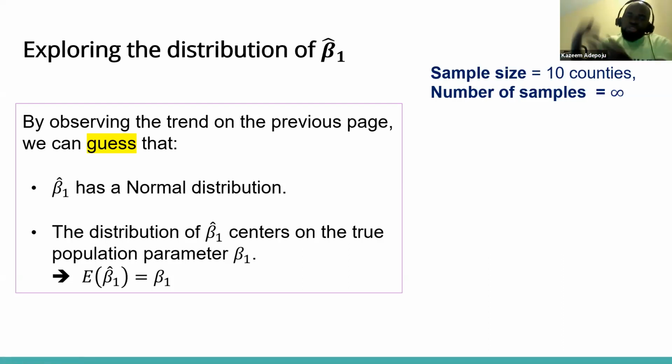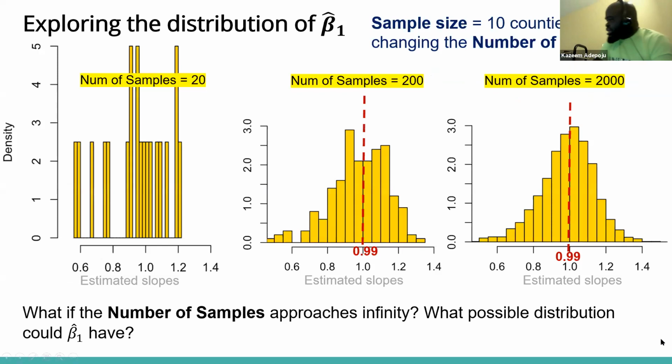So this is going into that population an infinite number of times. When we do that, we can actually attain the normal distribution for the beta 1. But you know what? We don't need to go an infinite number of times. As you can see right here, we only go like 200 or 2000 times. That's fine. We can use R to do that.